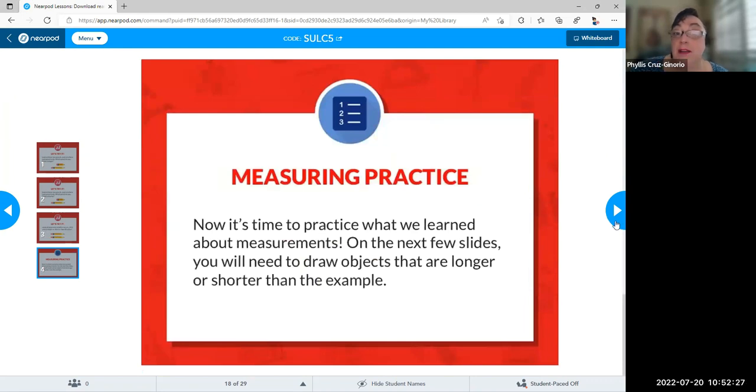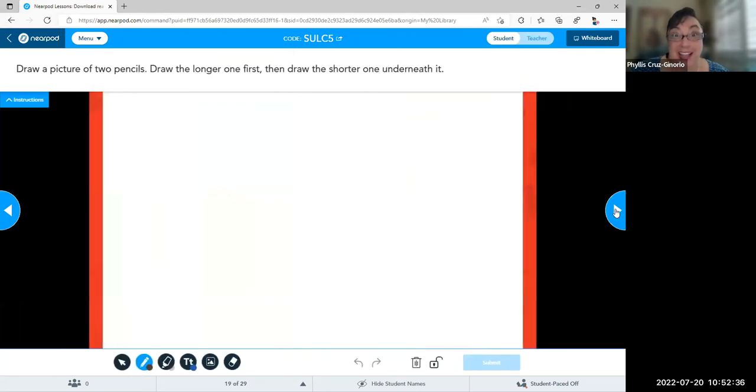So now it's time to practice what we learned about measurements. We are going to draw objects that are longer or shorter than the example. So get ready with your drawing pencil. We're going to draw a picture of two pencils. Draw the longer one first and draw the shorter one underneath it. Okay, now wait. I'm going to help you with this one, aren't I? Okay, it says draw a picture of two pencils.